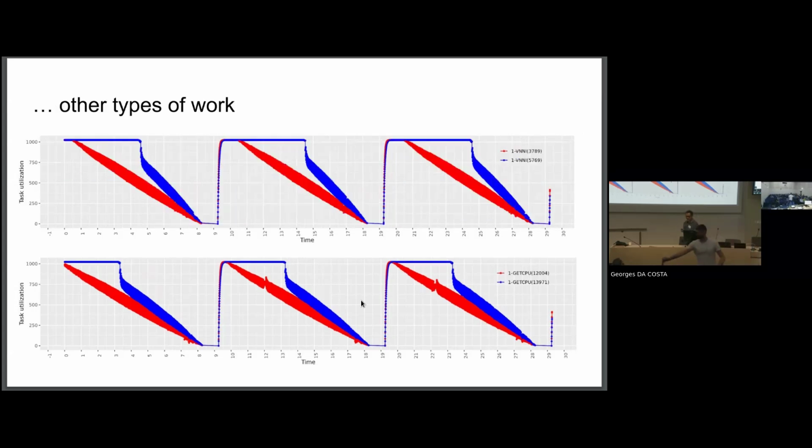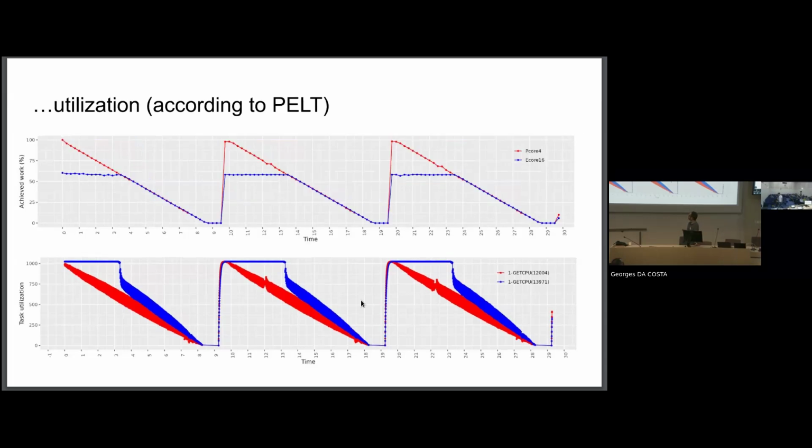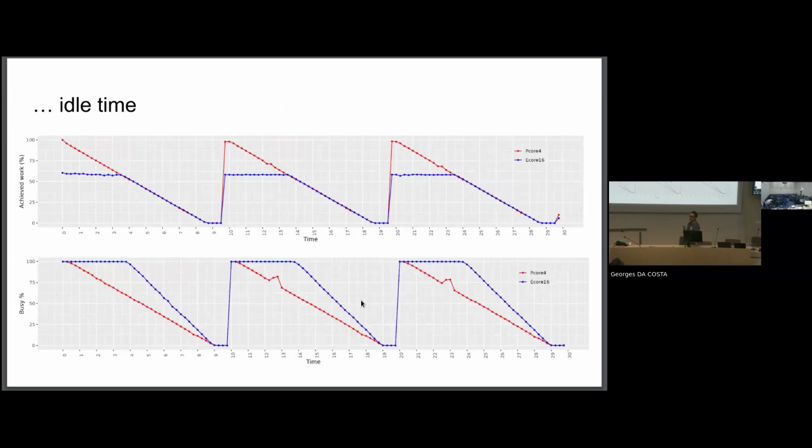Just, if you go back to this one, okay. Because if you look at that, it looks like for your E-core, for the same amount of work, you're effectively running longer. So, okay, yeah, the utilization is higher.